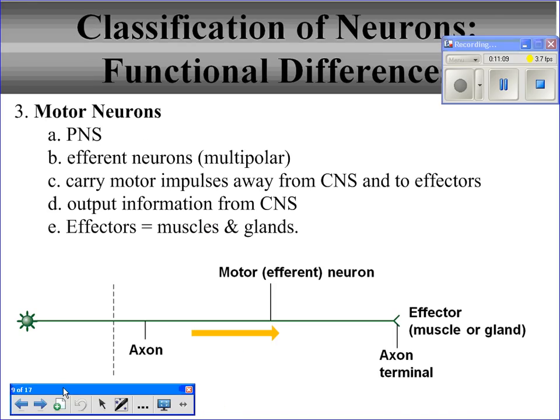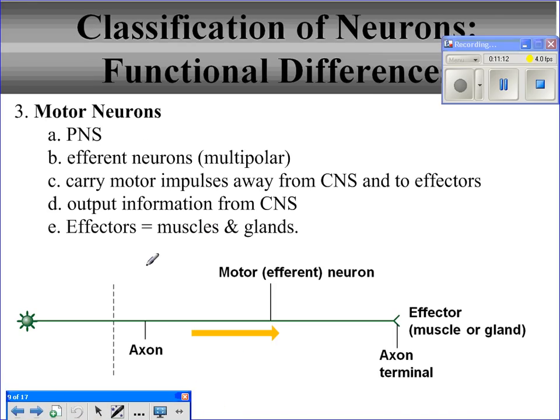The last one is the motor neuron. The motor neuron typically is a multipolar neuron found in the peripheral nervous system. Actually it starts in the central nervous system here and goes to the peripheral nervous system where it carries out some effect, causes your muscle to move or causes a gland to perform or an organ to perform. So you're going to make a hormone, you're going to make a neurotransmitter, you're going to perform some activity, whatever the case may be. So you're going to carry out some sort of effect.